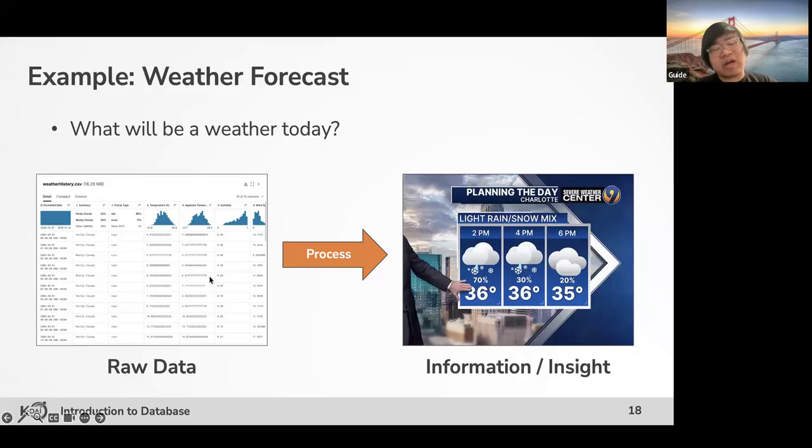They gather a lot of data all around the world. That data itself is not that useful. If you want to answer the question, what will the weather be today, you need to analyze it and use the raw data to predict the future. That is, to gain information or insight based on the raw data, right? You process it, you analyze it, you gain insight.